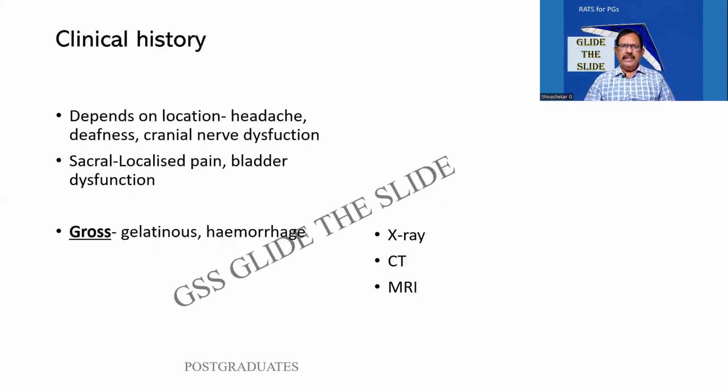The classical clinical history will be like this. It depends on the location, wherein there can be deafness, a headache, a cranial nerve dysfunction, and it can also occur in the sacral region, causing localized pain or a bladder dysfunction. This can be the clinical history. Grossly, you find it can appear gelatinous or hemorrhagic. The modes of diagnosis can be X-ray, CT, and MRI.